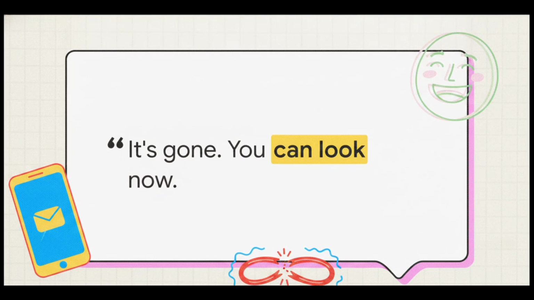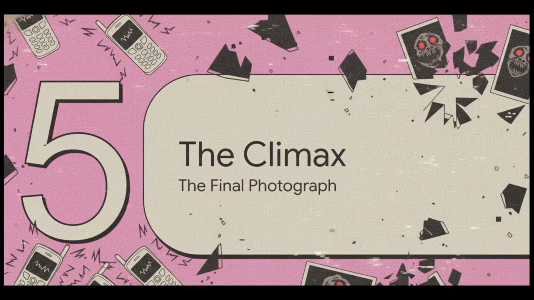Finally, his screen lights up with a new message. It's gone. You can look now. Arav spins around. The room is completely empty. We read about his immense relief, that nervous laughter bubbling up. He actually sighs and says out loud, it really was a prank. He makes the fatal assumption that he's safe. That rubber band of tension we've been stretching this whole time, it's been completely relaxed. Section 5, the climax, the final photograph.